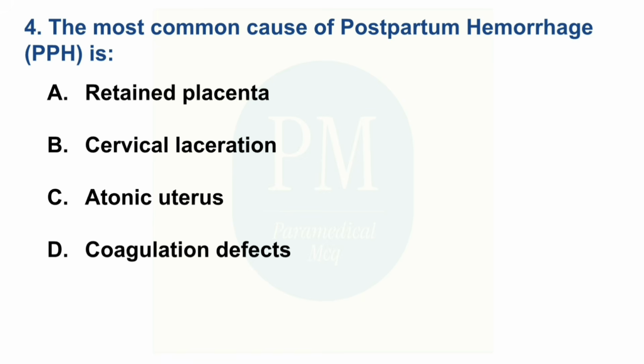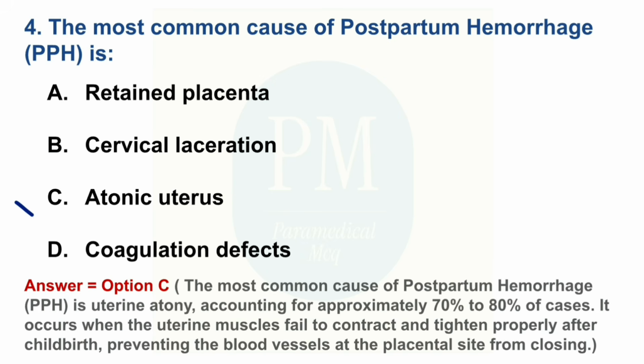The most common cause of postpartum hemorrhage (PPH) is: option A, retained placenta; option B, cervical laceration; option C, atonic uterus; option D, coagulation defects. The correct option is option C, atonic uterus.